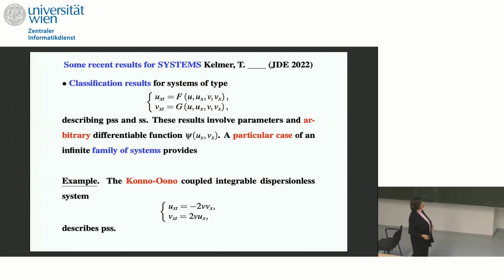Now, recent results that appeared in JDE in 22, we started looking with Kelmer at systems of this kind, u_xt equal to f, v_xt equal to g, where f and g are functions of u, u_x, v, and v_x. Now these results also involved arbitrary differentiable functions, and particular cases of these functions provide the Konno-Oono coupled integrable dispersionless system, which is this one here.